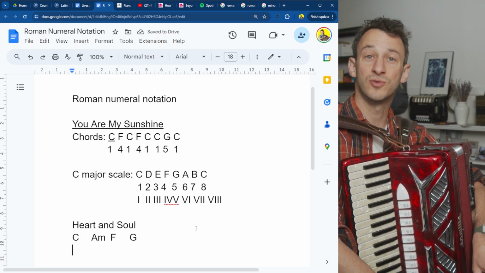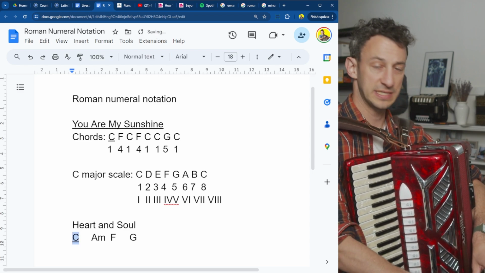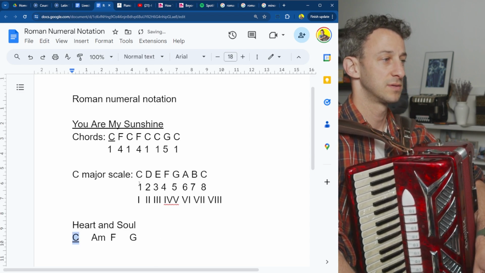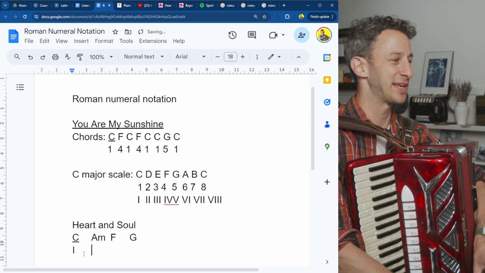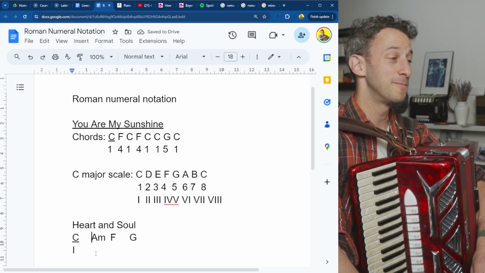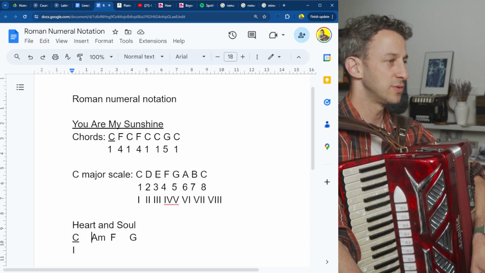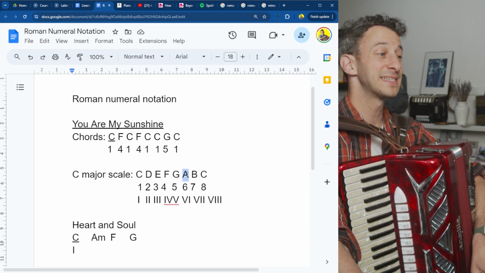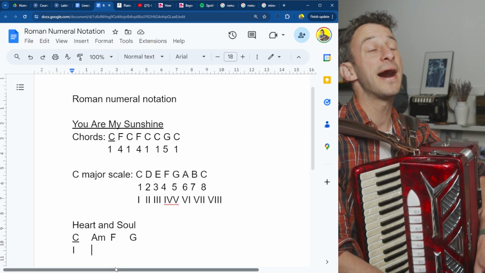How do we write this in Roman numeral notation? The key of the song is C major. That's our 1 chord. So let's write 1. And I'm going to use Roman numerals here because I created enough space. What's A? A minor. A is 1, 2, 3, 4, 5, 6. This is the 6th chord. It's a minor 6 chord.